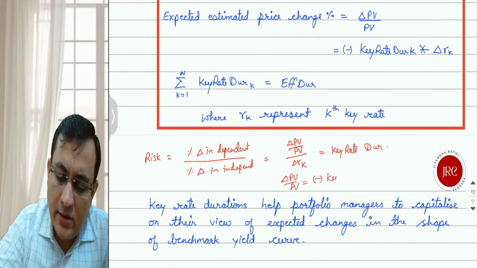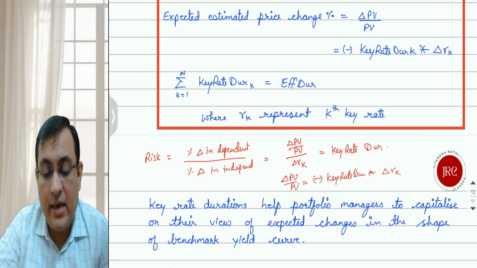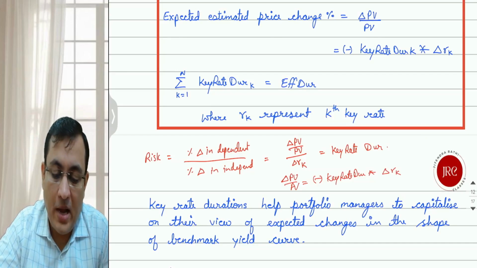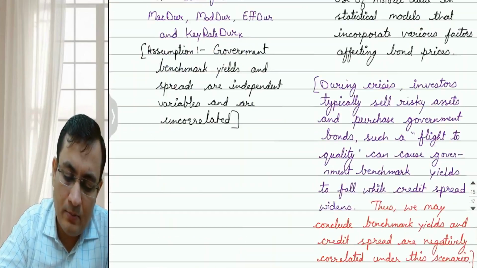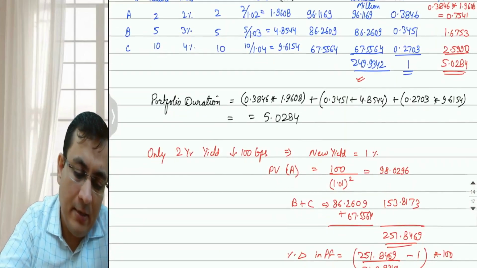The change in the individual bond is the negative key rate duration, an inverse relationship, multiplied by the change in the kth key rate, Rk. So we just have to multiply the respective changes. So the changes in bond B.